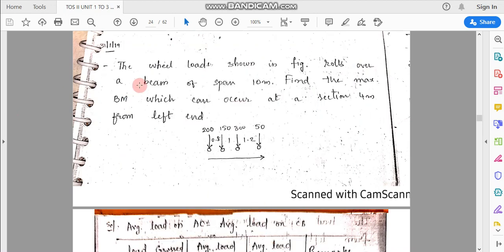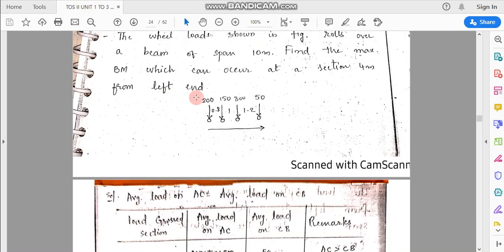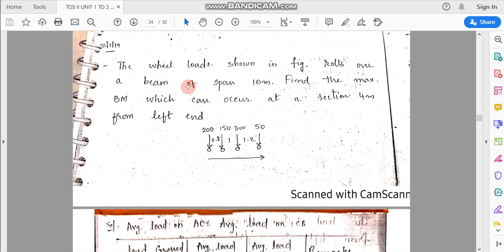So we'll take up another problem, that is, we'll try to find out the maximum bending moment at a section of 4 meters in case of multiple point loads. So this is the question. We don't have any figure in this one, only this figure is available here.